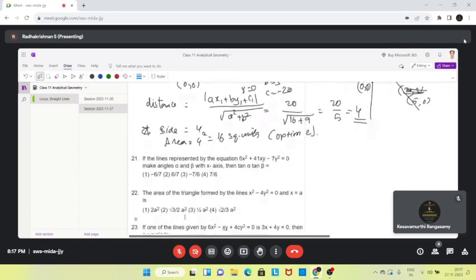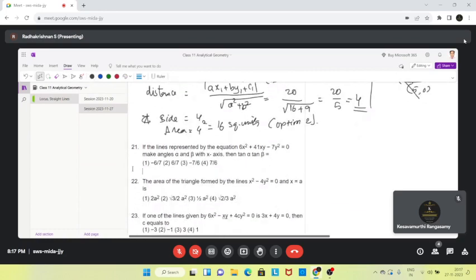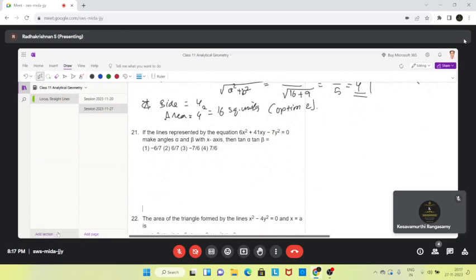If the lines represented by the equation 6x square plus 41xy minus 7y square equal to 0 make angles alpha and beta with the x-axis, then tan alpha, tan beta. So here we are coming to angles between two lines. What is the formula? Let's see, we can even determine the individual angles in this case, since the two lines are given. Okay, let's see.